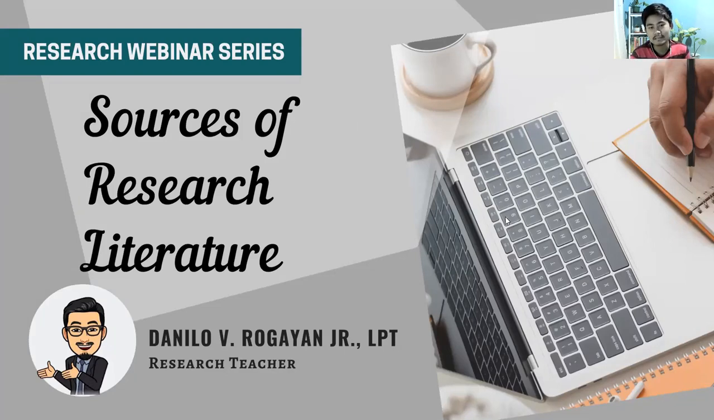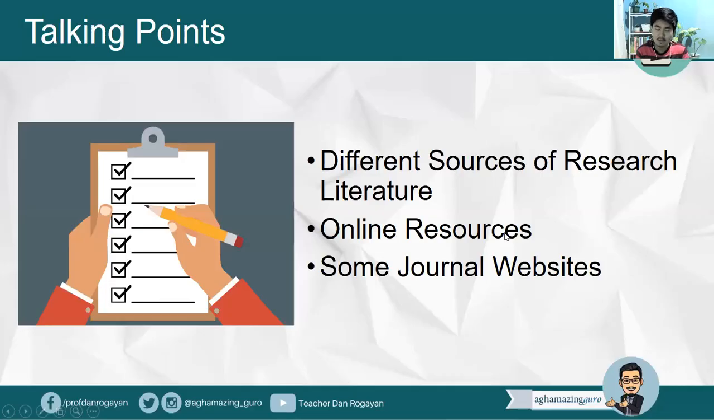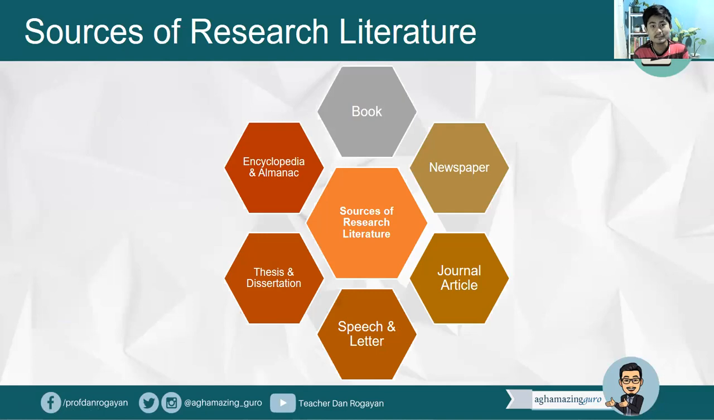So when we talk about sources of research literature, there are a lot of things that we have to consider. So in this video, we'll be discussing the different sources of research literature, what are the different online resources or useful websites that we can use in order to obtain some of this research literature. And I'll be sharing with you some journal websites where you can actually download research articles to be cited in your research papers. So for the sources of research literature, we have a myriad of sources that we can actually use in our scholarly papers or research papers.